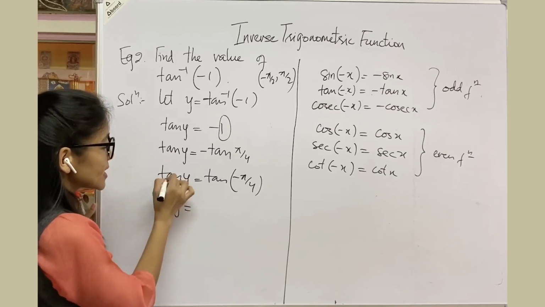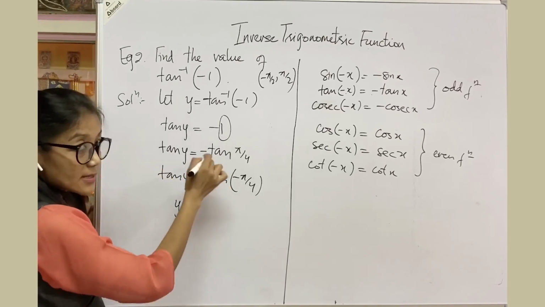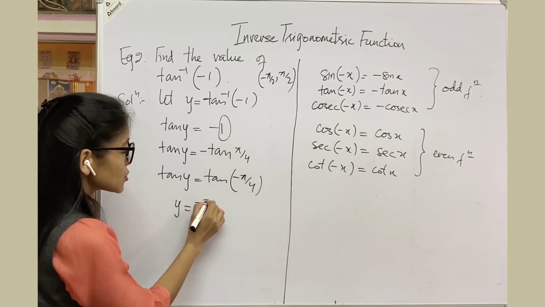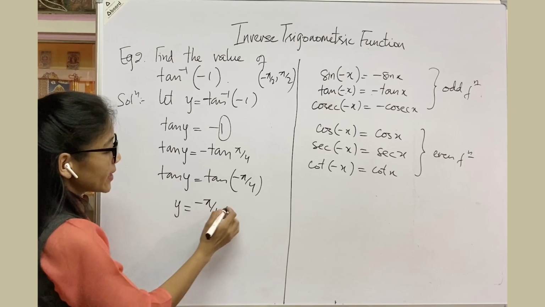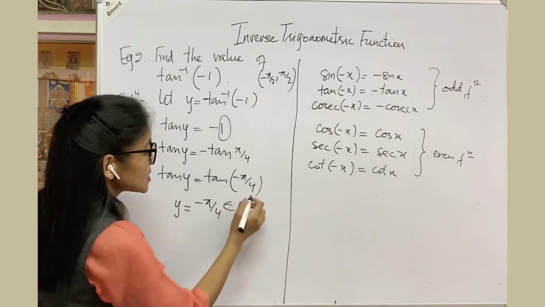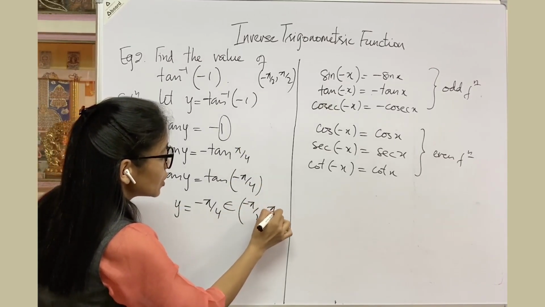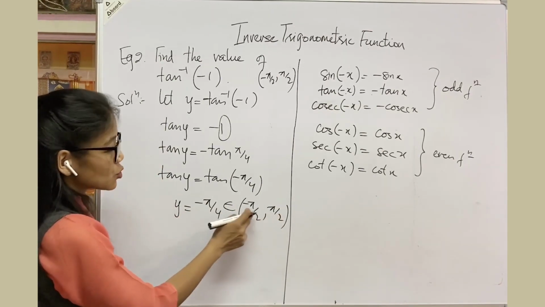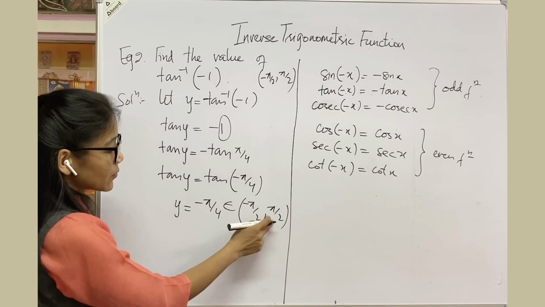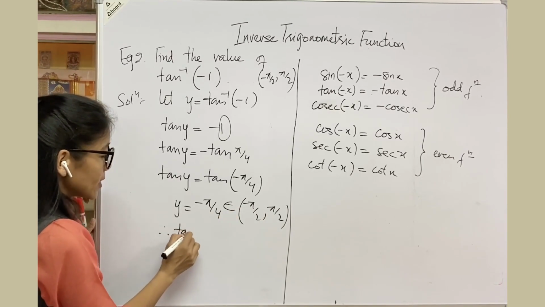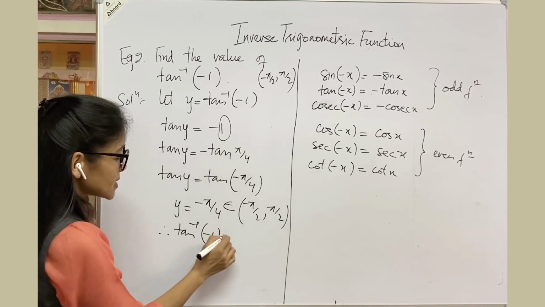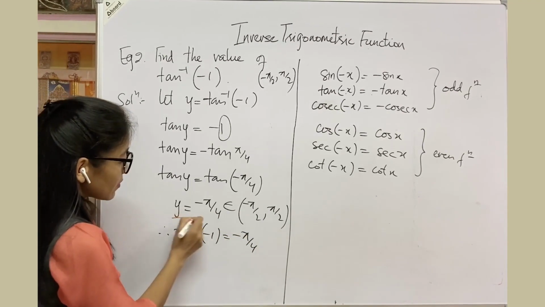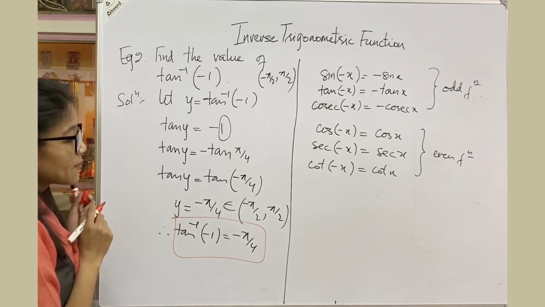So now the tan will get cancelled, but you will not cancel it out, just assume you are cancelling out these two. So you get y is equals to negative pi by 4, right, which lies in the principal branch, that is negative pi by 2 to pi by 2. This is negative 45, this is negative 90 to positive 90. So this is in this interval, okay? Therefore we have tan inverse of negative 1 is equals to negative pi by 4. This is the required principal value, or the value of tan inverse of negative 1, okay?